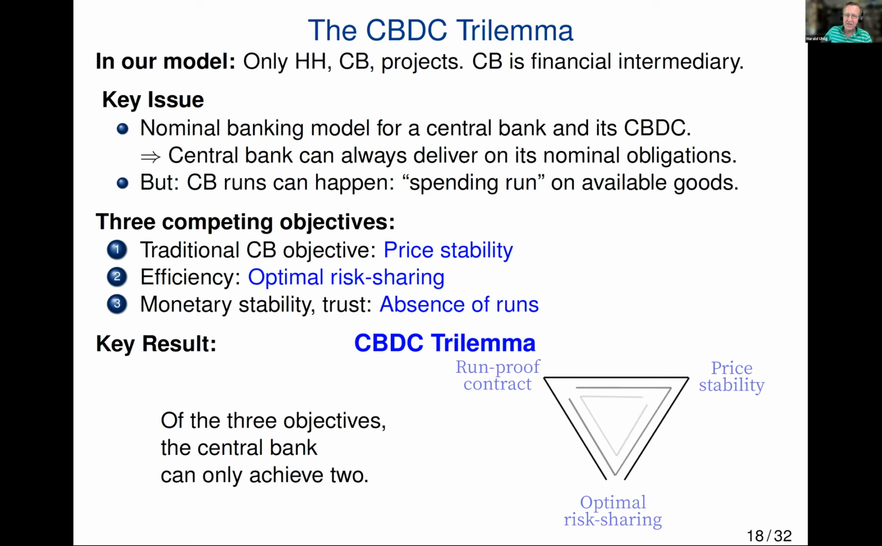In the paper, there's no reason why prices should be stable, but if you want me to cite 200 papers on that, happy to do so. And it's enshrined in various laws and so forth. We take that as a given. But you also want efficiency. That means optimum risk sharing in the Diamond-Dybvig world. And you want to avoid these runs. You want to maybe design the mechanism in such a way that runs don't happen.